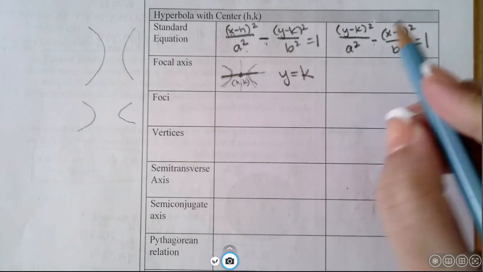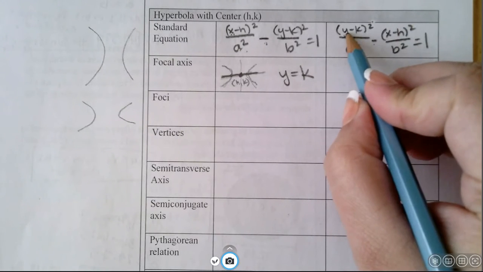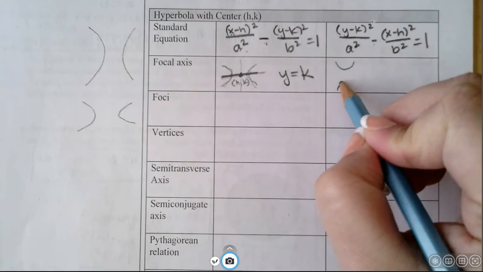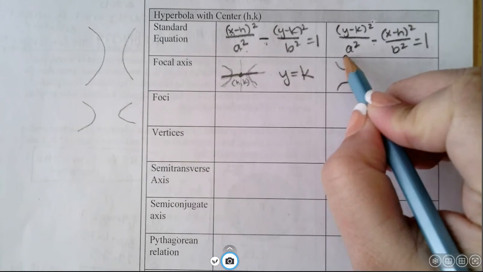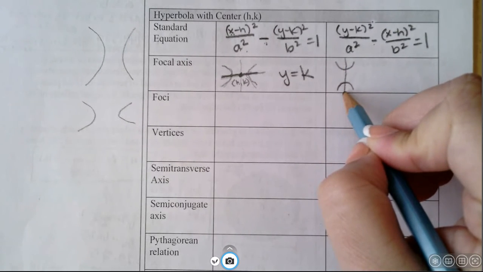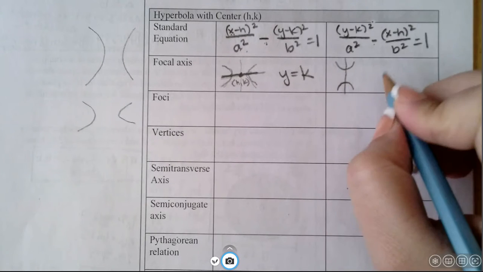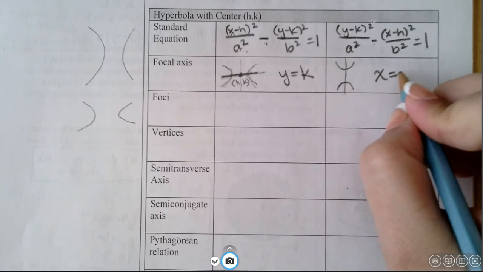For our second column, we have y first, so our hyperbola is opening upward and downward, which means the focal axis goes up like the y-axis with an equation of x equals h.